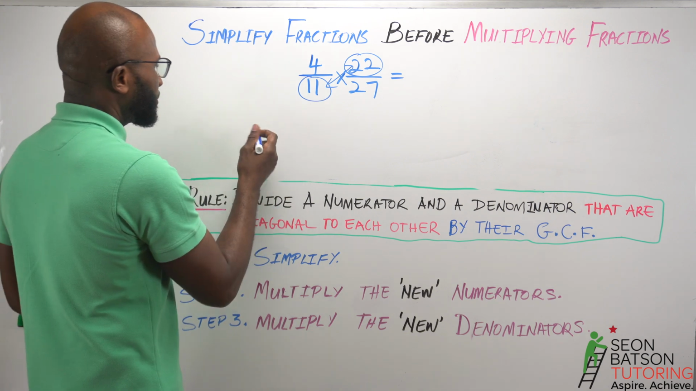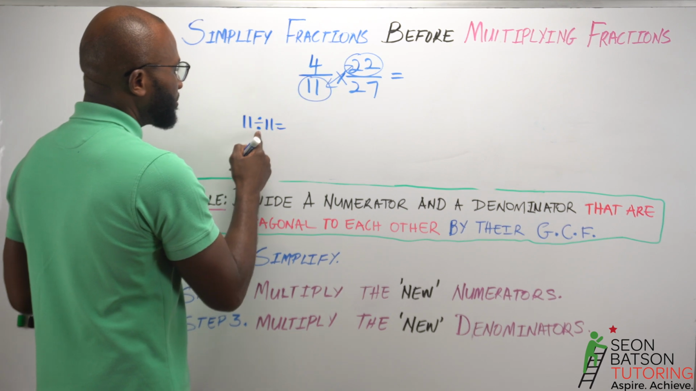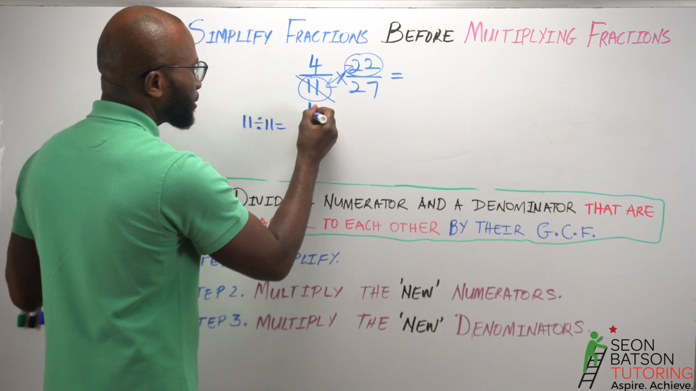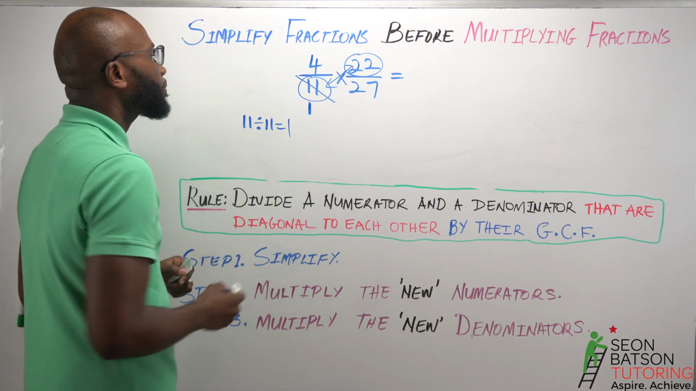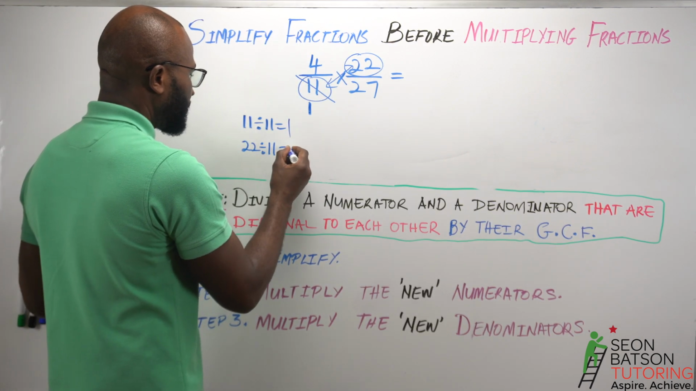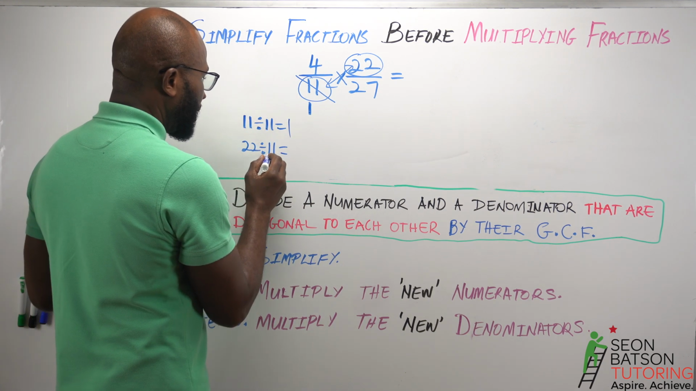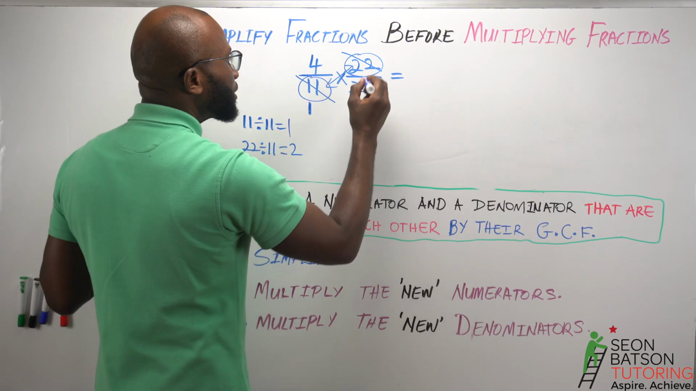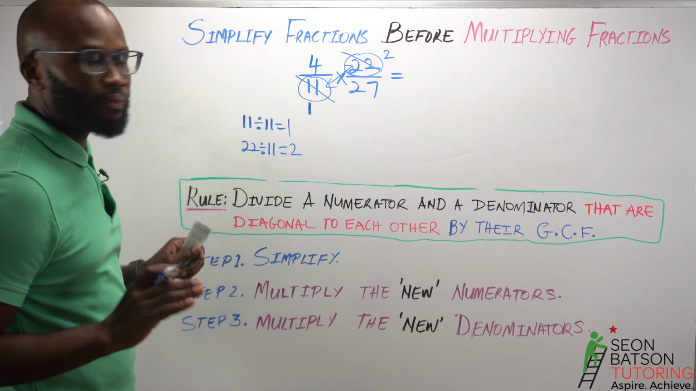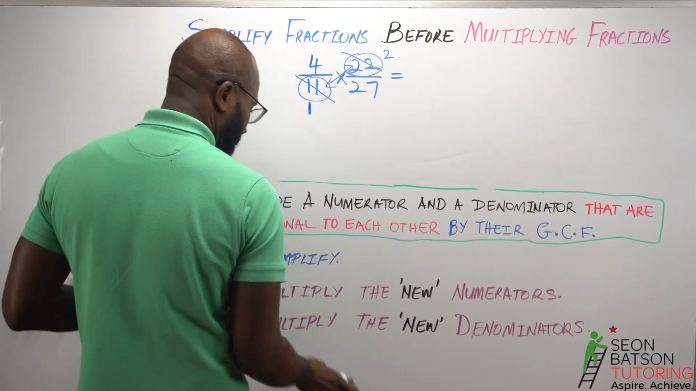So we will divide 11 by 11, and 11 divided by 11 will give us 1. So we will shrink our 11 to a 1. Then we will divide 22 by 11 as well. We have to divide the numerator and the denominator by the greatest common factor. 22 divided by 11 is 2. So we will shrink 22 down to a 2. Yes? So far so good, my friends? All right. Now, let us go to the second pair of numerator and denominator.